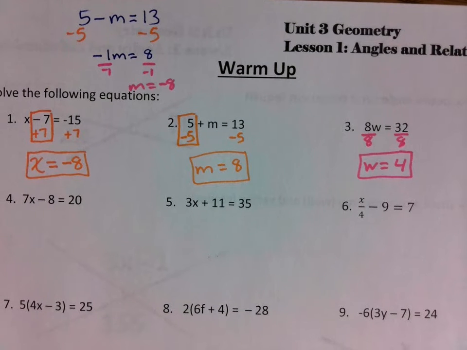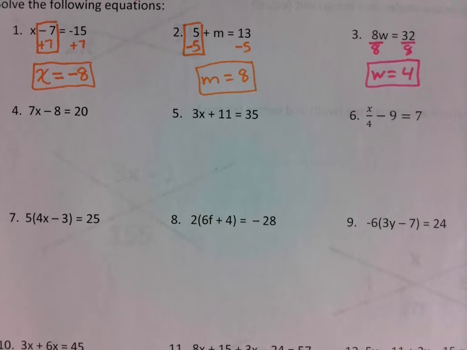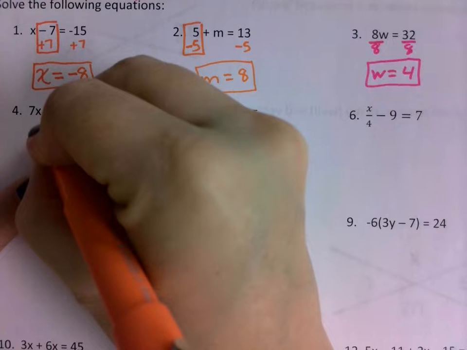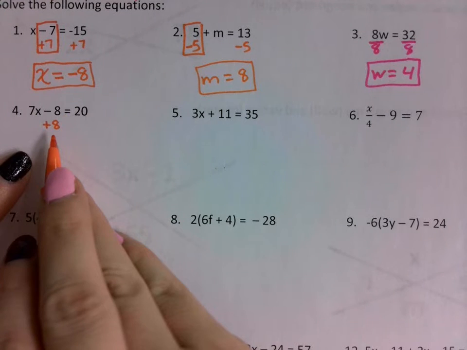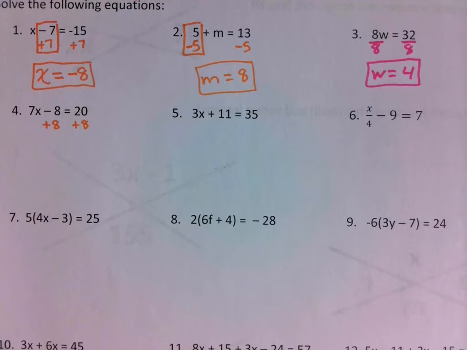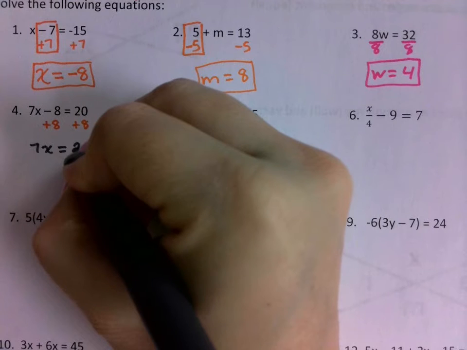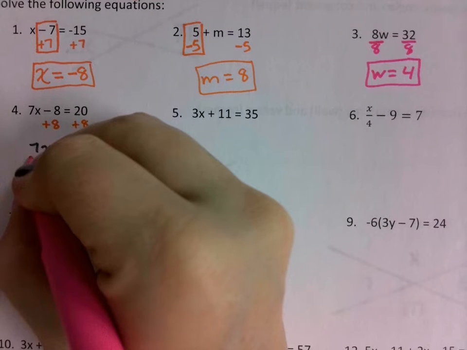Okay, for problem number 4, 2-step equation. So when it's a 2-step equation, we get rid of the constant, then we get rid of the coefficient or divisor. So the constant in this case is going to be the 8. We're going to get rid of a minus 8 by adding 8 to both sides. That leaves you with 7x is now equal to 28. You then would divide both sides by 7, and you would get x is equal to 4.